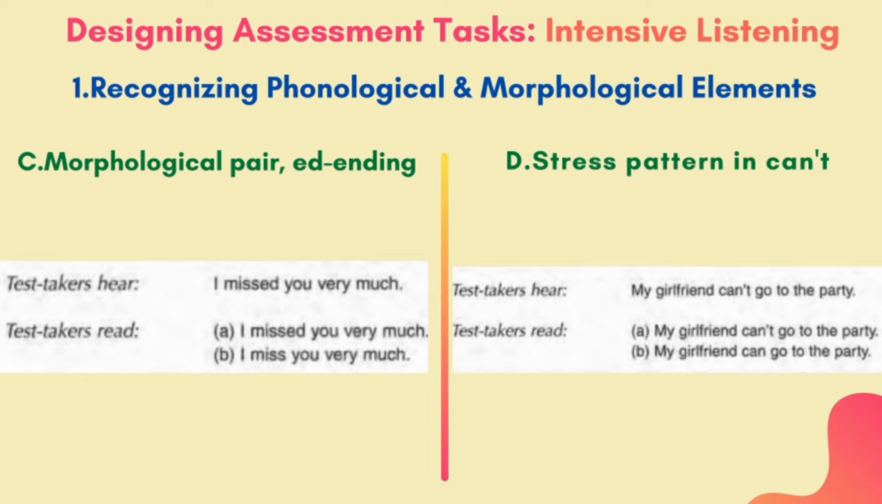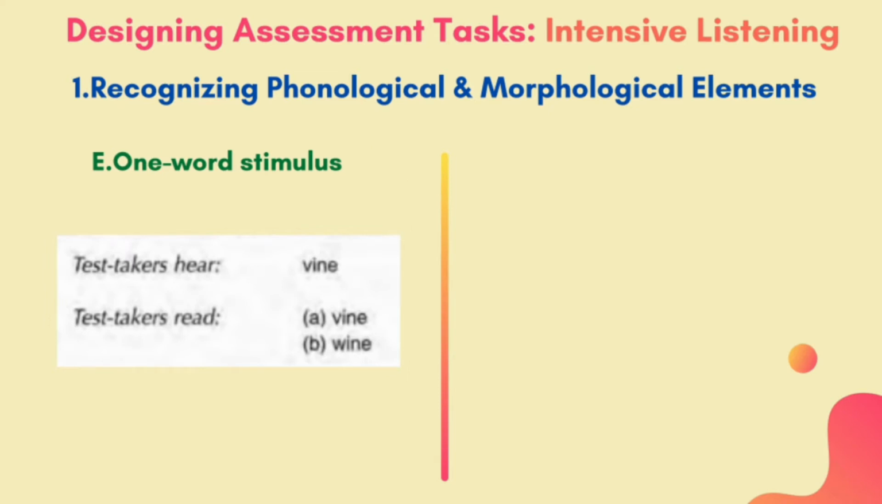Then, on the right side, stressed and unstressed words may also be tested. We need to pay attention when listening: is it can or can't? The last one of recognizing phonological and morphological elements is the one-word stimulus. We need to choose the correct one between A or B, and both of them have one word different. For example, in there, the words V and W.